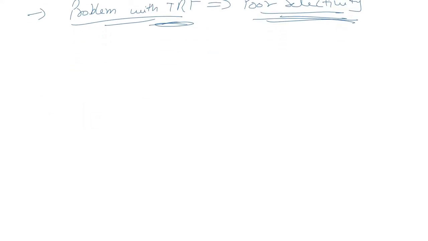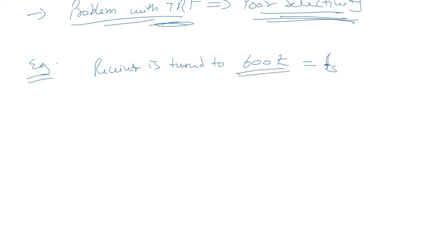Let's explain this with the help of an example. Assume that the receiver is tuned to 600K frequency. This is the frequency to which the receiver is tuned, or it is supposed to receive the frequency of this magnitude, right?